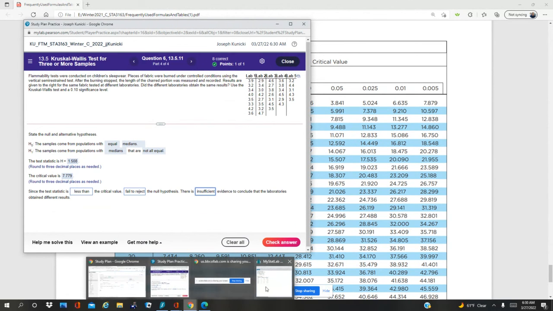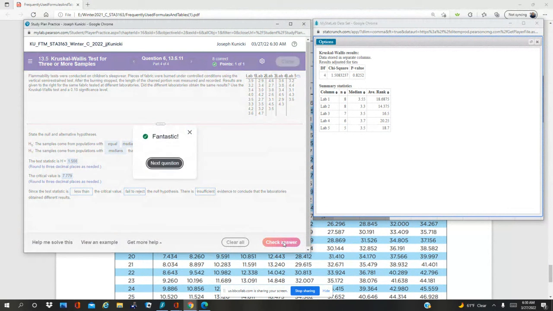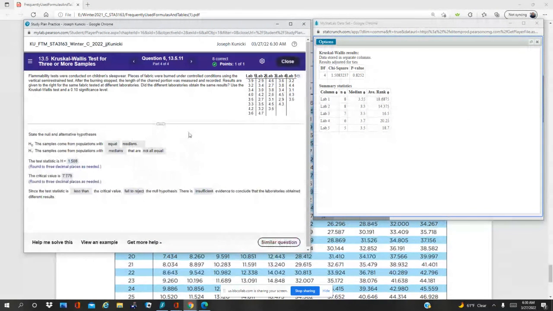By the way, if you look at the results, you can see that the medians are all pretty similar. There's not a great deal of difference. They're all around 3.5, 3.3 to 3.7, so they're all in that same area. So there's no reason to think that they're different. So that's 13.5.11.